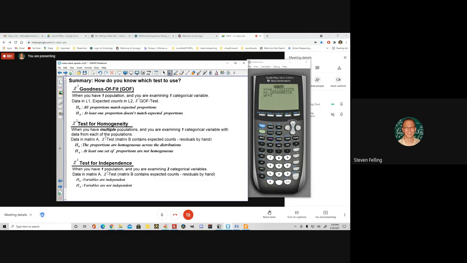Okay, so we've already summarized it kind of. A goodness of fit test is when you have one population and you're examining one variable with multiple categories. This is the form of the hypotheses. All proportions match for the null, at least one proportion doesn't match for the alternate.